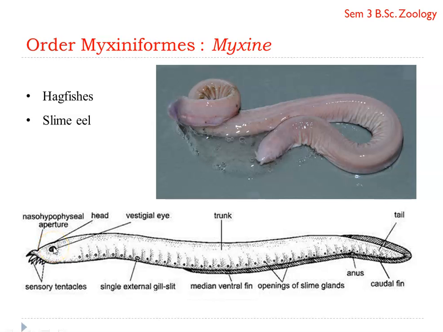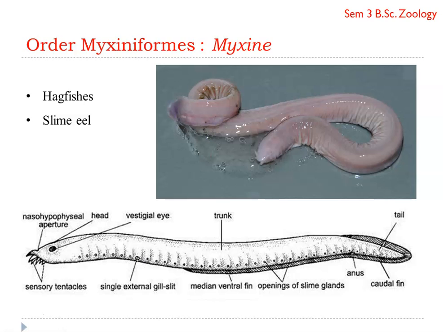The reason is, as we have already seen, Myxine remain buried in the bottom of the seas and oceans, and usually during the daytime they remain inside the burrows. So obviously the vision power is not used much, or it is functionless in such a bottom-dwelling habit. That is why the pair of eyes are vestigial or degenerated, because of this bottom-dwelling habit.